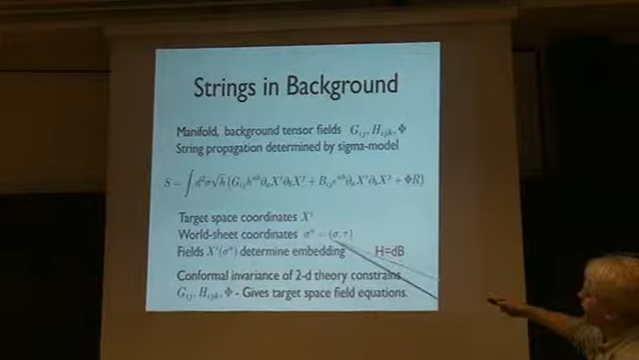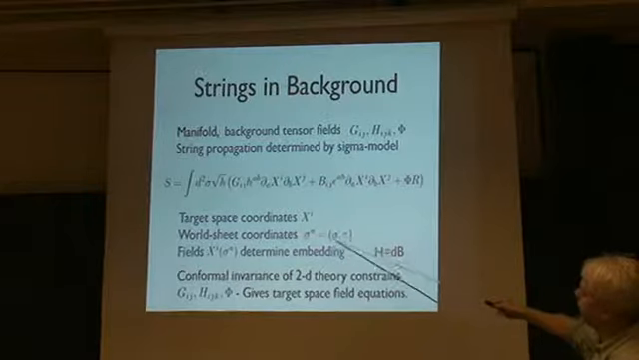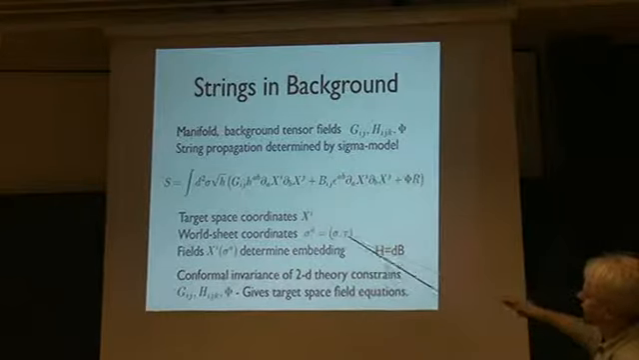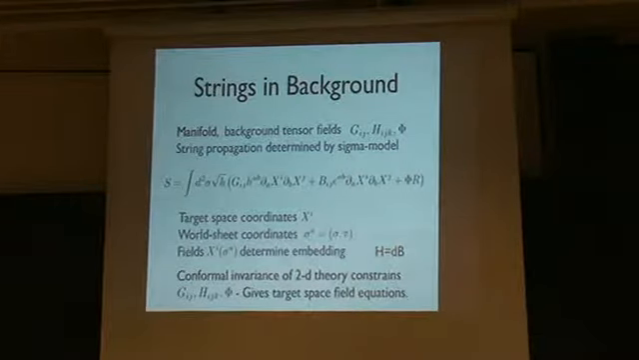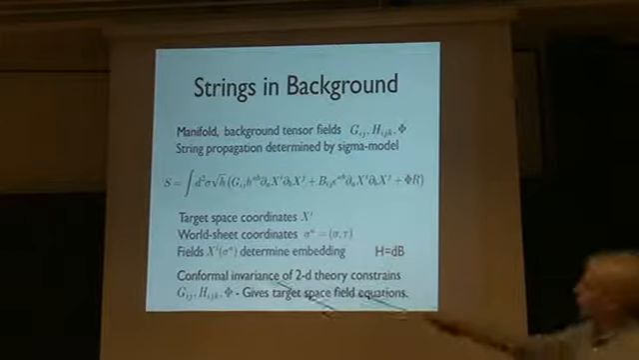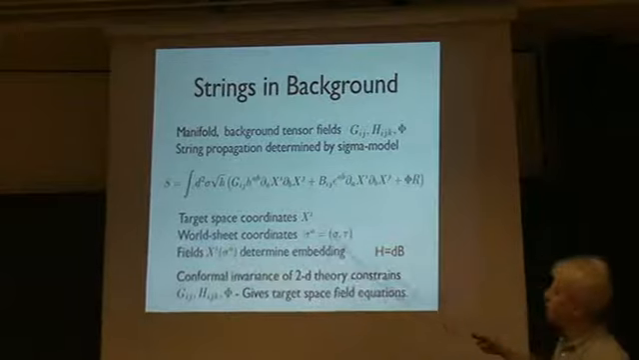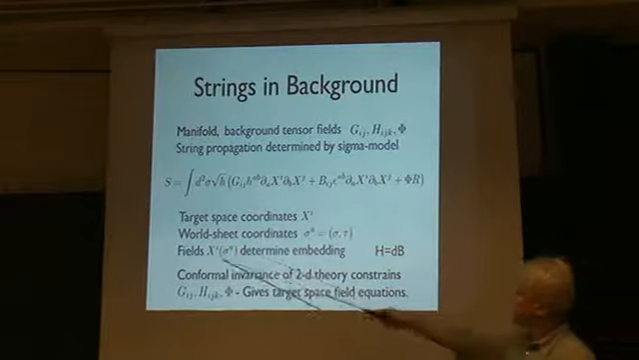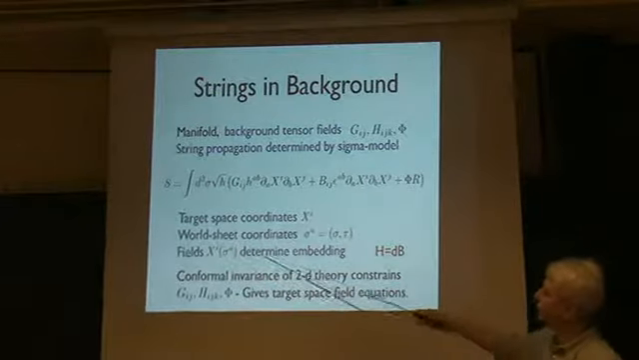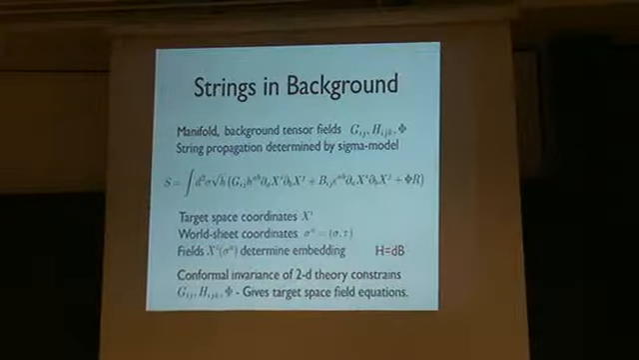So for the closed string, sigma would be a periodic coordinate going around the loop of the string, and tau would be a proper time. And the fields x(sigma) can be thought of as two-dimensional fields on this two-dimensional worldsheet, but they also determine the embedding of the string in the target space, in the spacetime.